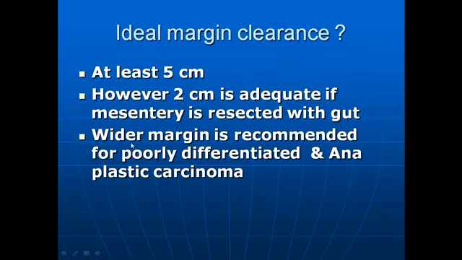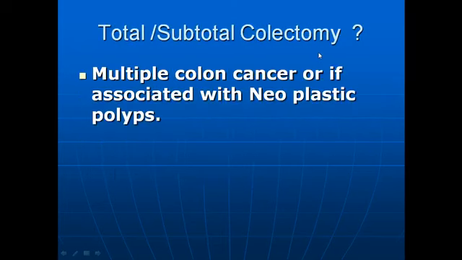And a wider margin is recommended for poorly differentiated tumors. If the tumor is poorly differentiated and anaplastic, then a wider margin is recommended. But the standard is 5 centimeters. You must clear 5 centimeters above the tumor and 5 centimeters below the tumor, along with the tumor and the lymphovascular territory.